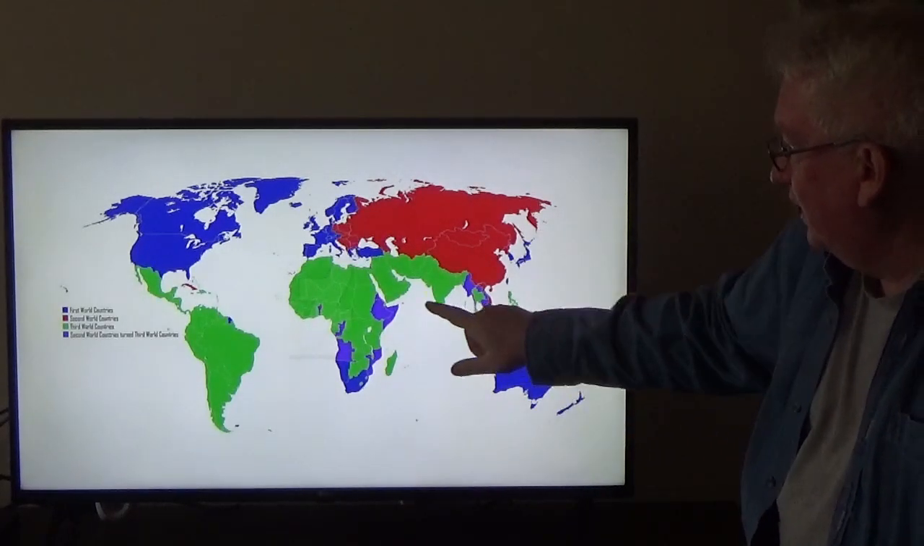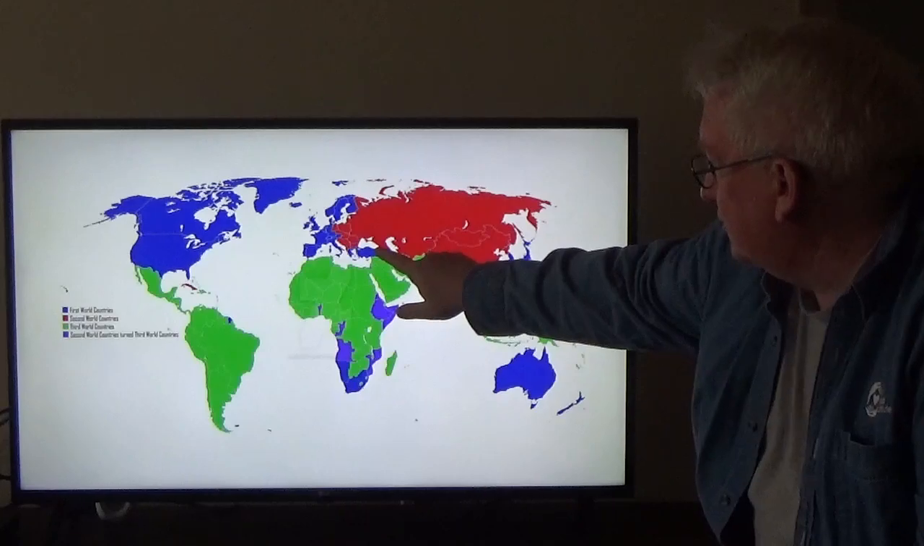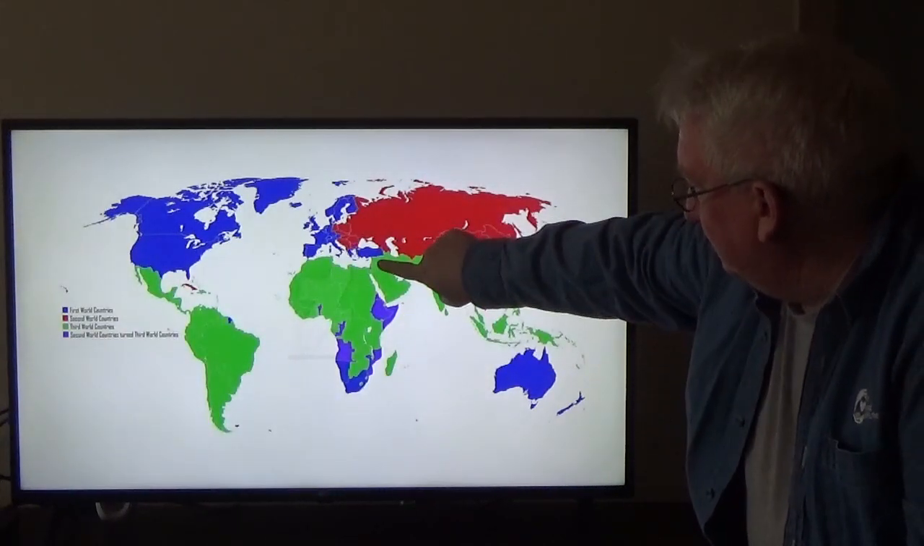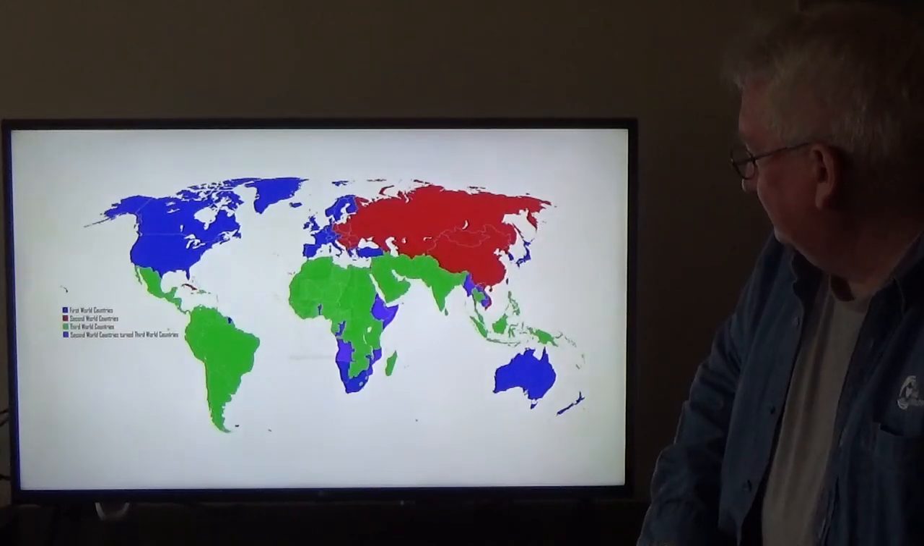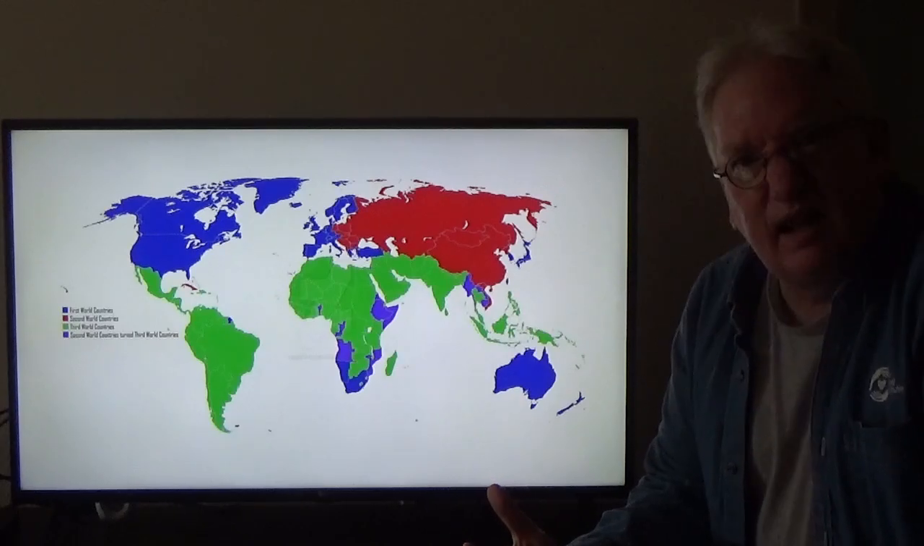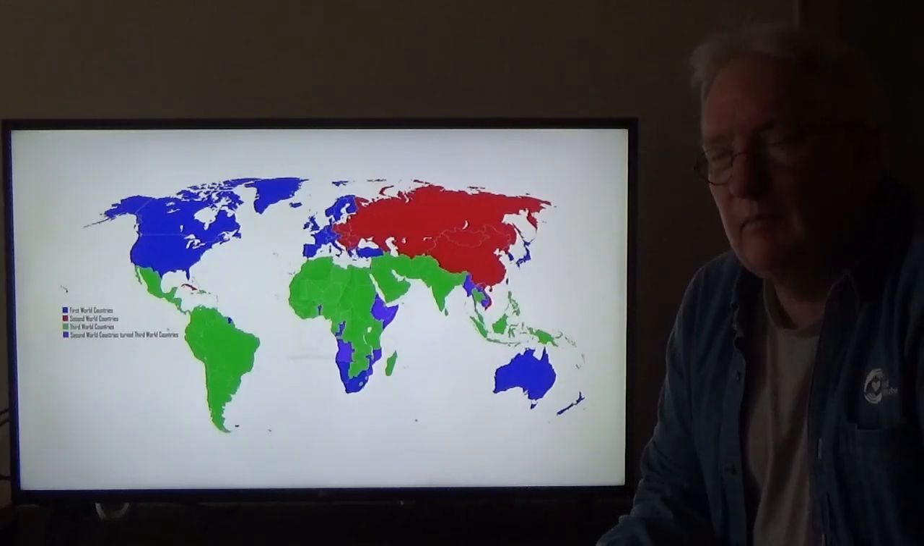Not much else has changed. Everything else looks pretty much the same. Oh, Israel is in blue there also. Okay, so again, mostly the same, but South Africa has kind of changed on that one. I wonder what happened there.